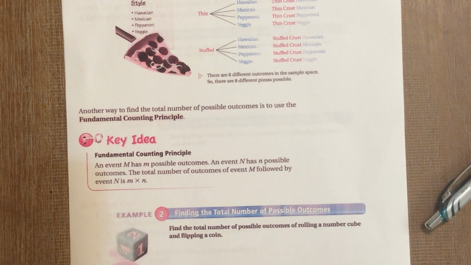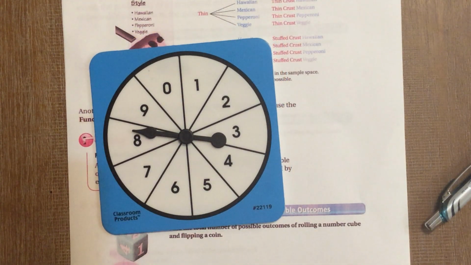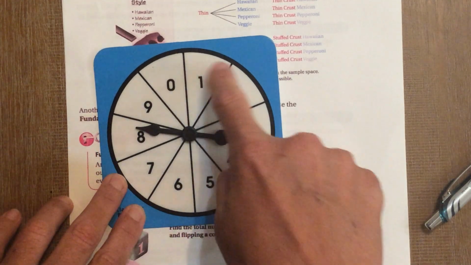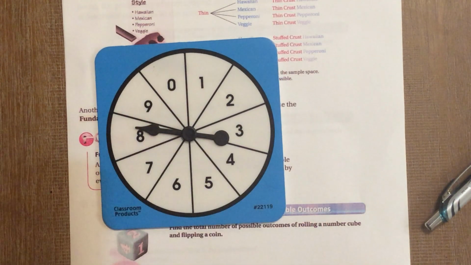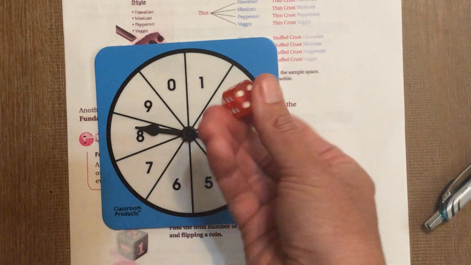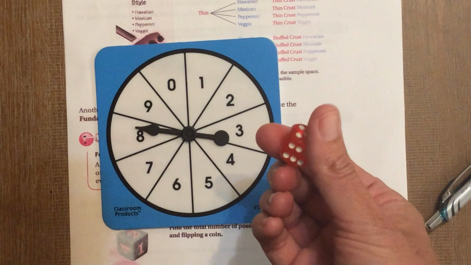Now, think for a second. I have my spinner here that you've seen a few times now. How many possible outcomes are there on the spinner? 1, 2, 3, 4, 5, 6, 7, 8, 9, 10 possible outcomes on the spinner. And then I have my number cube, which has 6 possible outcomes.